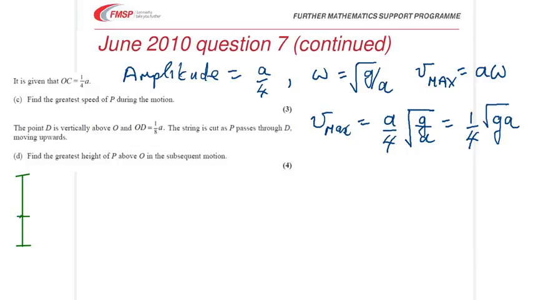So D is here, there's O, that's A over 8. That's still part of the SHM, remember, because the amplitude was A over 4, so A over 8 is still well within that. What we're interested in now is what the speed here is, because what we have to find is the greatest height of P above O in the subsequent motion. If we can find the speed at this point, it'll then travel freely under gravity, and we can find how far it goes up.